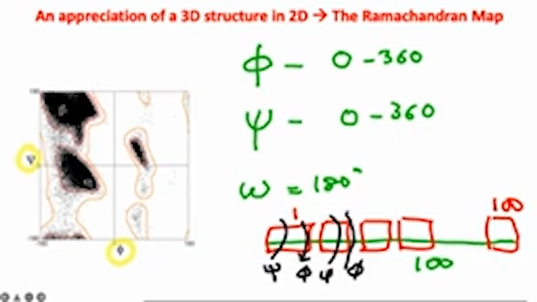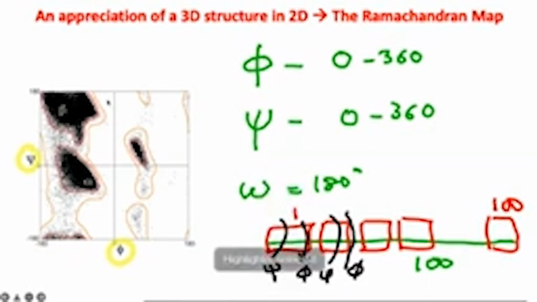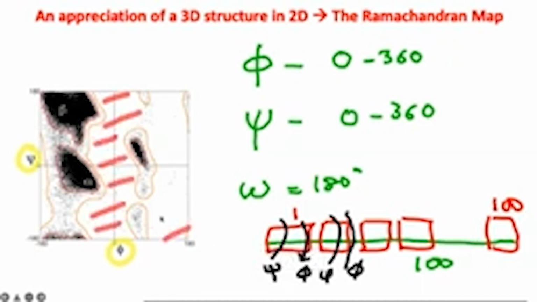And what Ramachandran basically found was that these dots did not occupy all the space available, all the three-dimensional space available. Remember, this is a two-dimensional representation of a three-dimensional object. And he found that many places, and I'm going to use red as a color, were not occupied at all. So phi and psi could never, in a combination, be any of these angles at all.